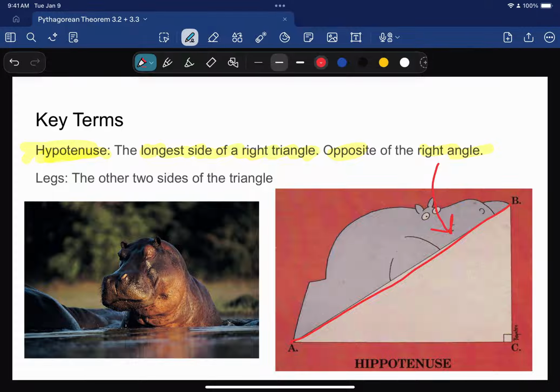So that's another way you could remember it. You can see the right angle is down here, right? And the hypotenuse is opposite. It's straight over here, okay? It's opposite of the right angle. So we need to know the hypotenuse.